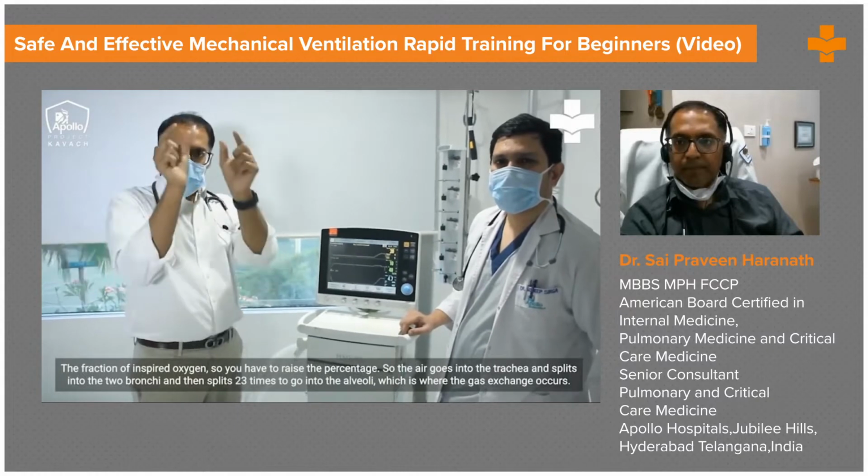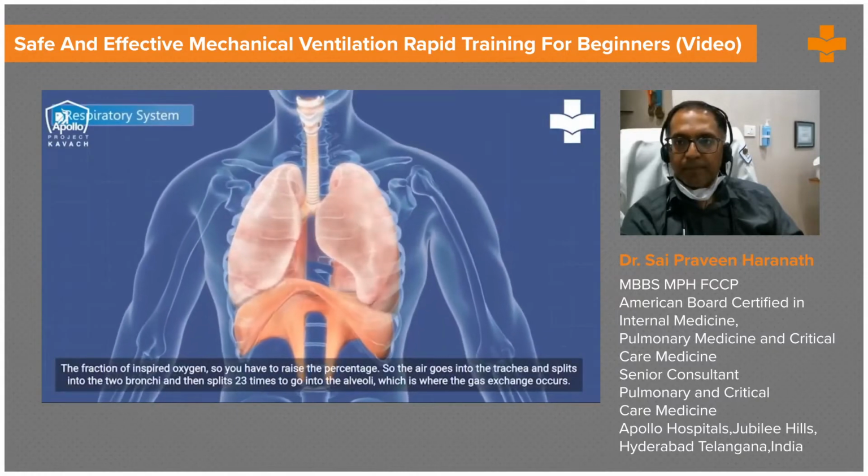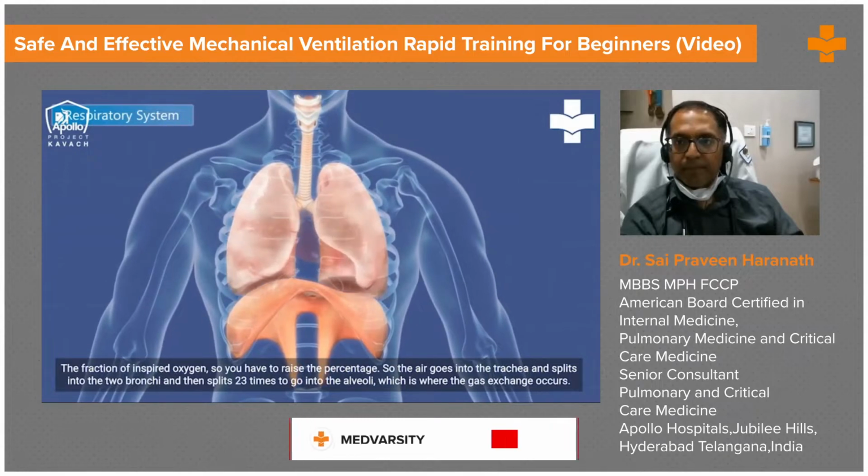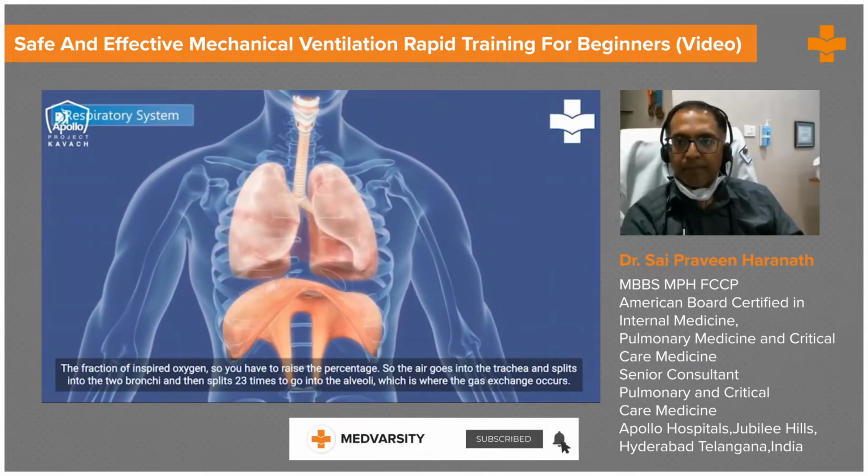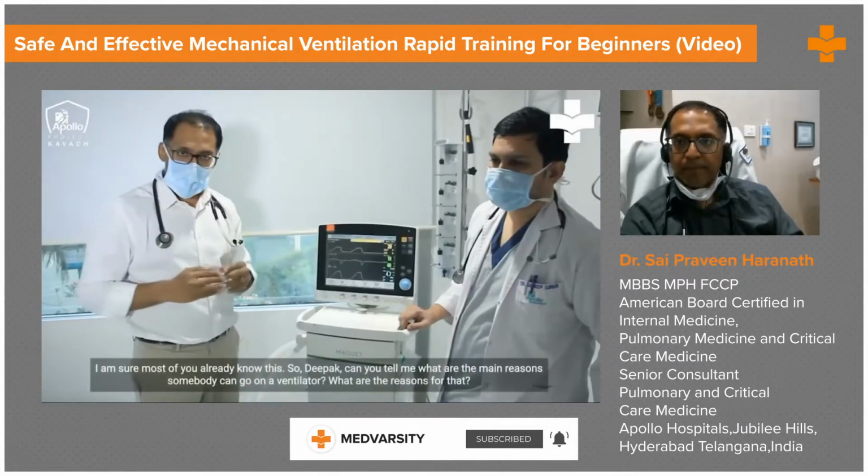So the air goes into the trachea, and then it splits into two into the bronchi, then splits again 23 times to go into the alveoli, which is where the gas exchange occurs. I'm sure most of you already know this.